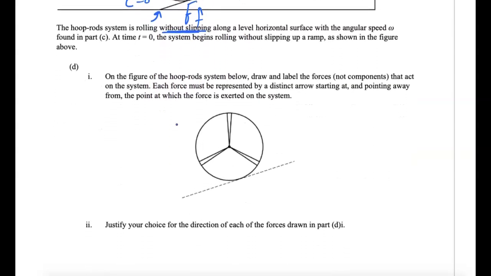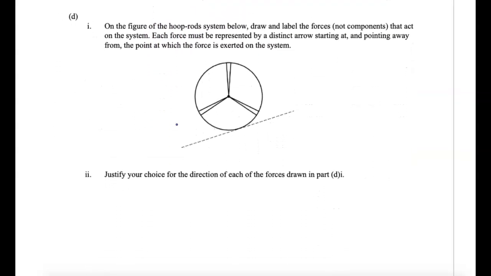So they want us to go through and on our figure, so on this picture, they want us to draw and label the forces, not the components, that act on the system. Each force has to be represented by a distinct arrow starting at and pointing away from the point at which the force is exerted on the system. So we're going to make sure that we do that right. I'm going to get rid of that because it might be in the way. And let's go ahead and do this in blue.